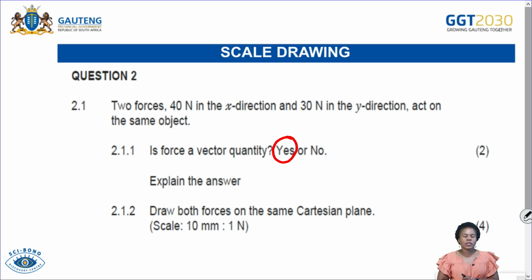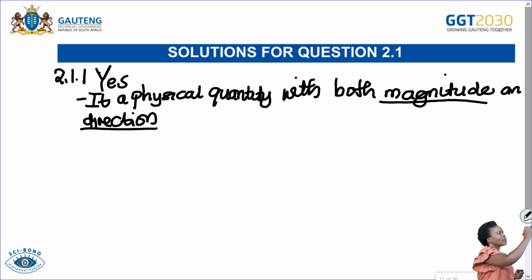2.1.2: draw both forces on the same Cartesian plane, and then they gave us a scale, 10 millimeters is to 1 Newton. Okay, so this is very important. Remember, I like saying that a scale can help us to enlarge or to reduce our drawings. In this case, we need it so that we are able to draw the 40 newtons on a piece of paper. So 10 millimeters is equivalent to what? To 1 Newton. I like putting it there first.